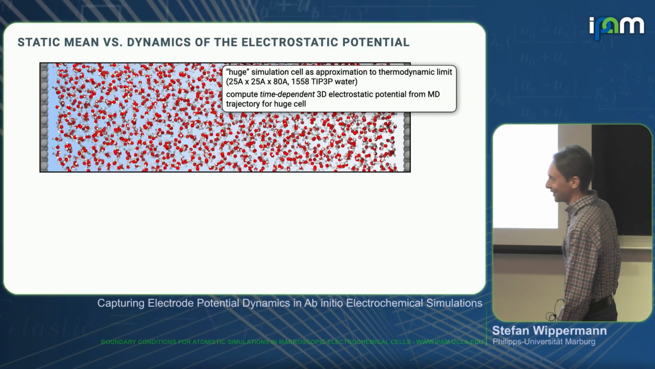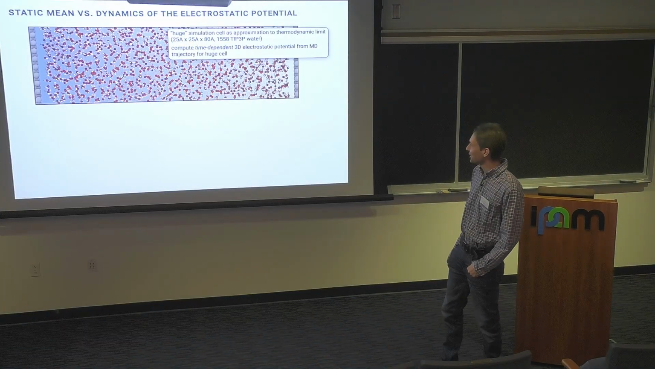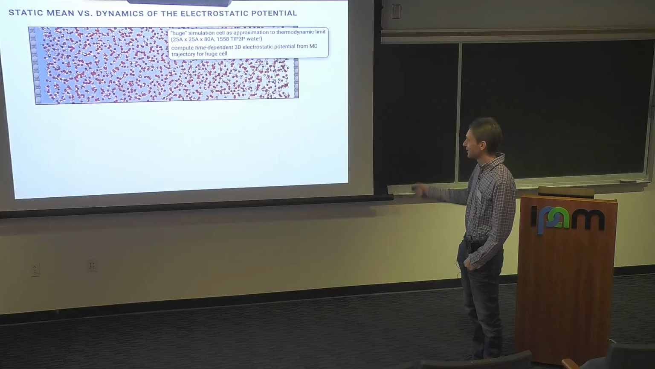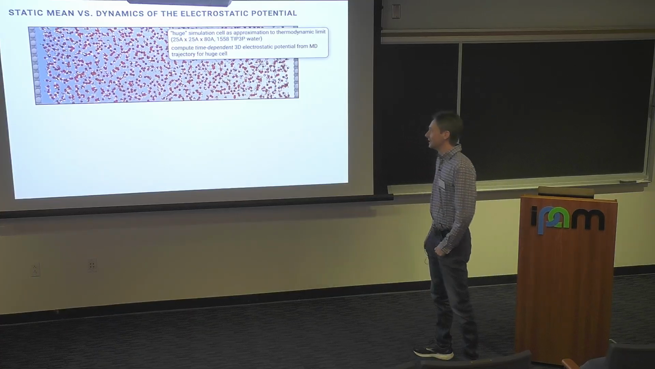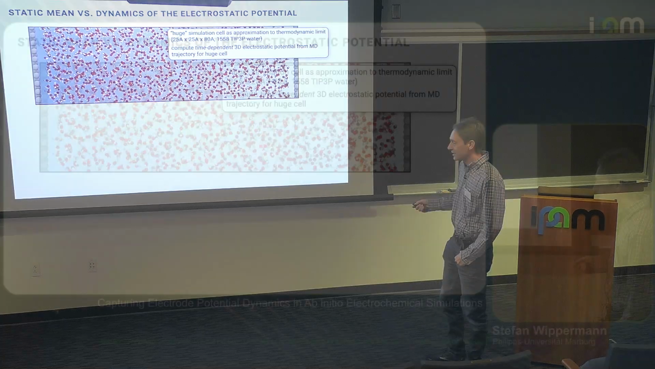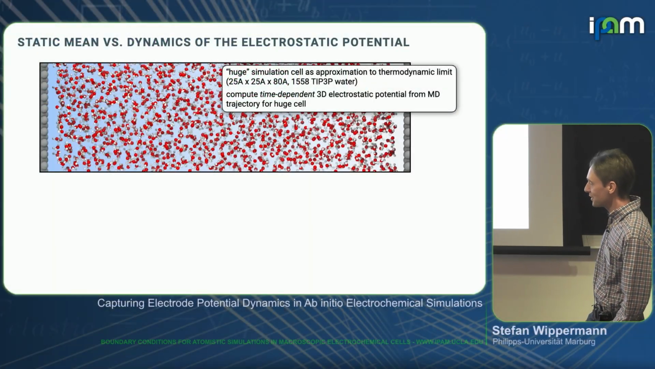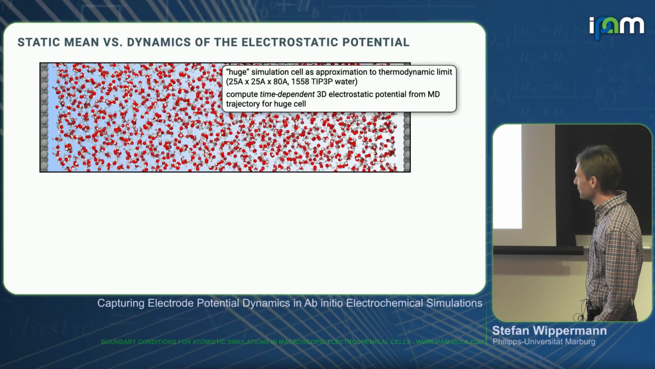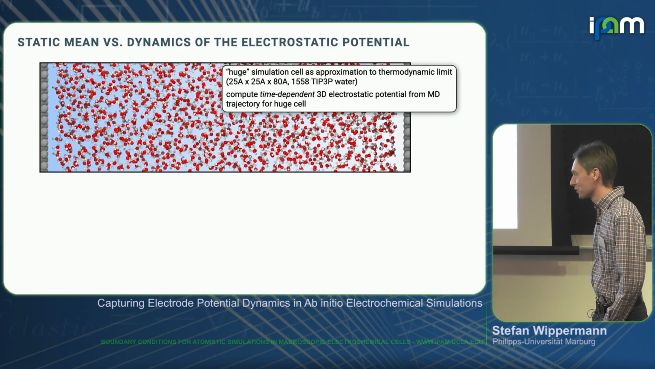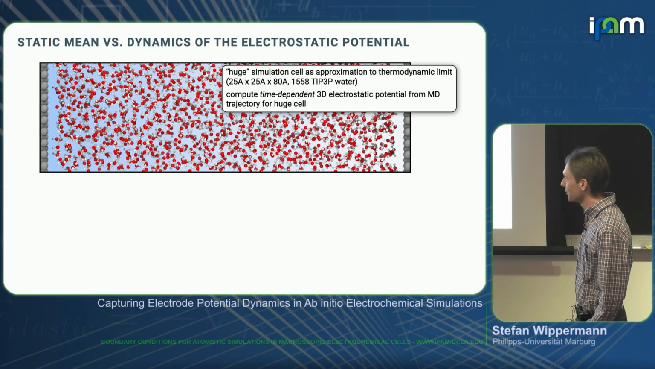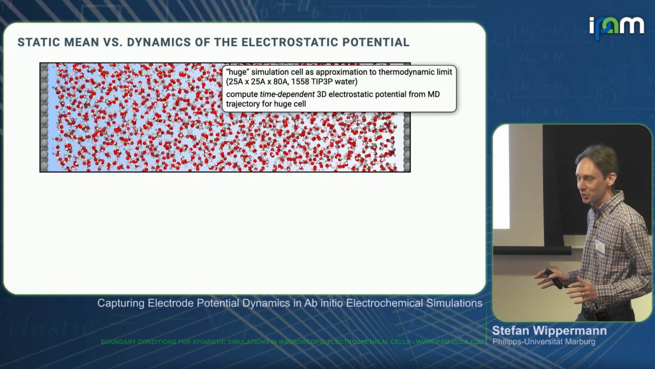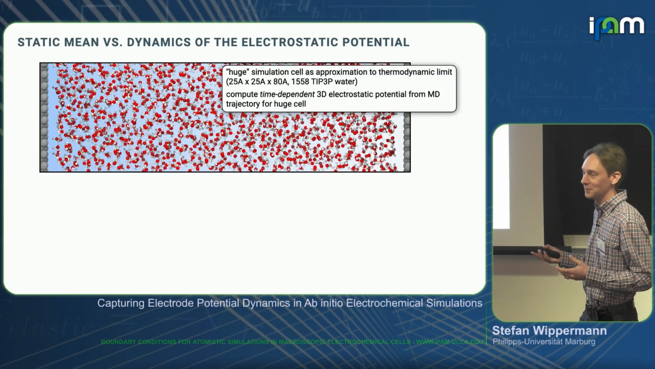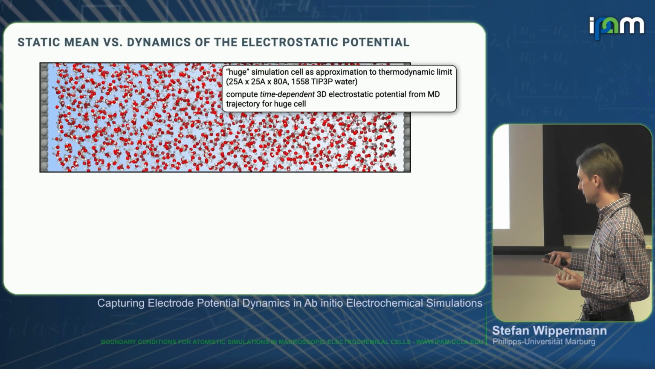Richard was asking on this slide for the full cell that we have been using here. So I put the picture here. The idea is now the following. We need some kind of reference. As reference, we use this relatively large cell. It's not terribly large. It's 25 by 25 times 80 angstrom. But we can use it approximately as the thermodynamic limit.